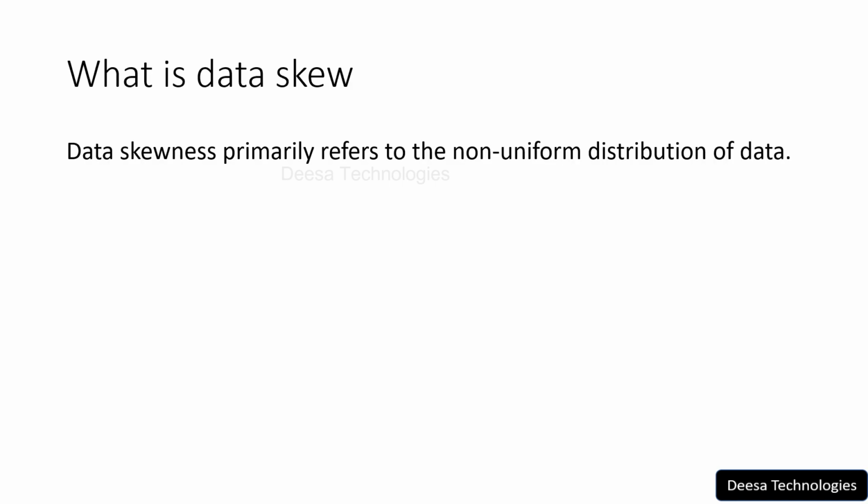All right, the next is the skew join. Before understanding skew join, we need to understand what data skew is. Data skew primarily refers to the non-uniform distribution of data. This basically means that some values appear more than others.